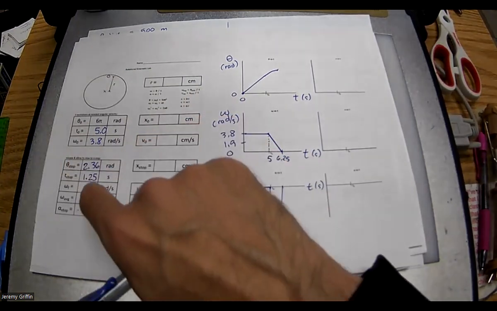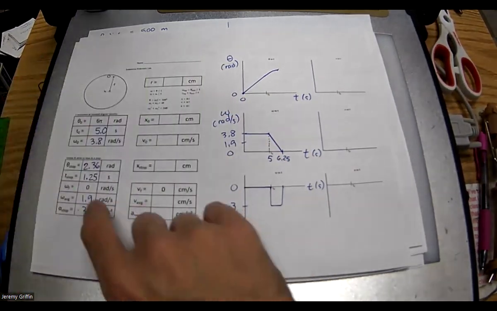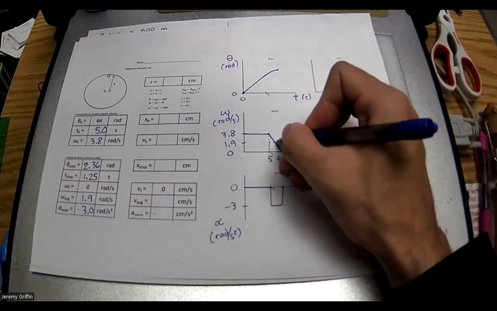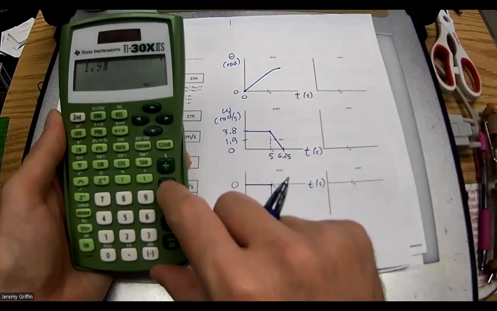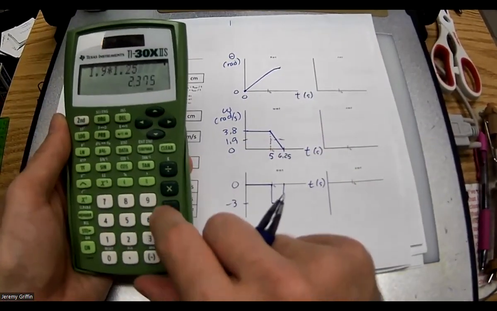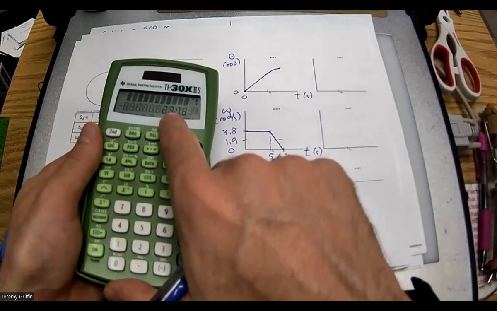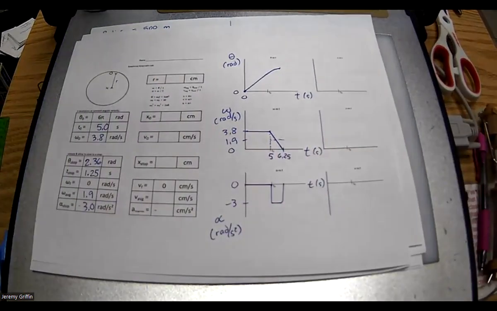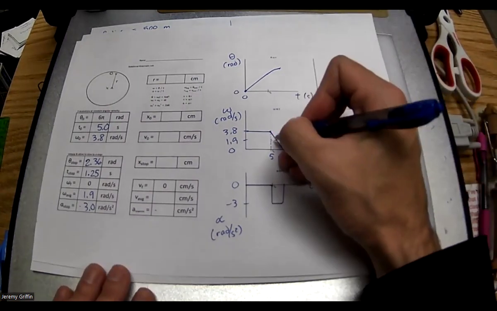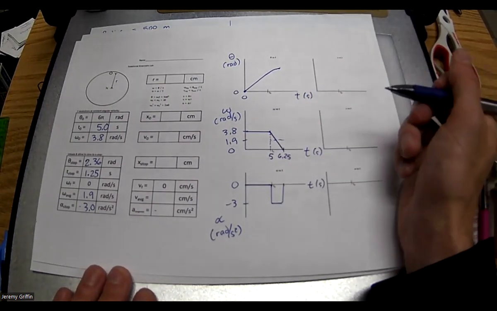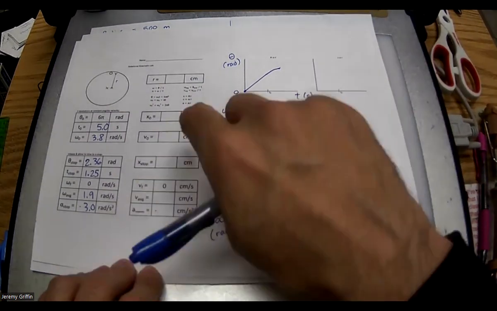Or you could do 1.9 radians per second average times 1.25 seconds, and that's still the same thing, about 2.38. So you could do average velocity times time, or you could take the area under the triangle, and either way you get how far it turned while it was slowing to a stop. Okay, all right, last part of this.